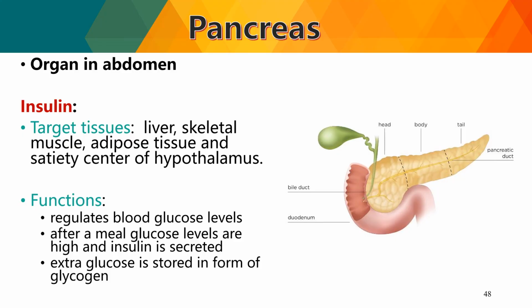Next is your pancreas. This is an organ of the abdomen. So it releases your insulin. So the target tissues are the liver, skeletal muscle, adipose tissue, and the satiety center of the hypothalamus. So the function is for the regulation of blood glucose levels. After a meal, glucose levels are high and insulin is secreted. So extra glucose is stored in the form of glycogen.